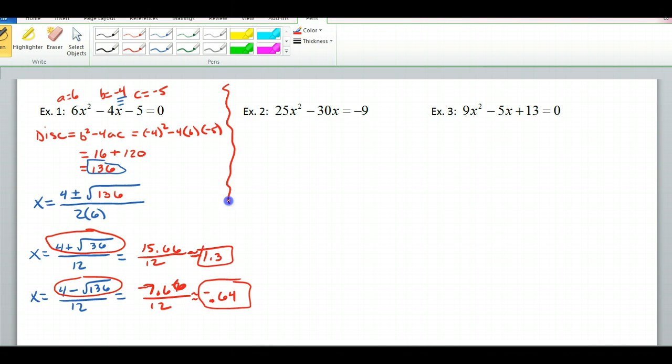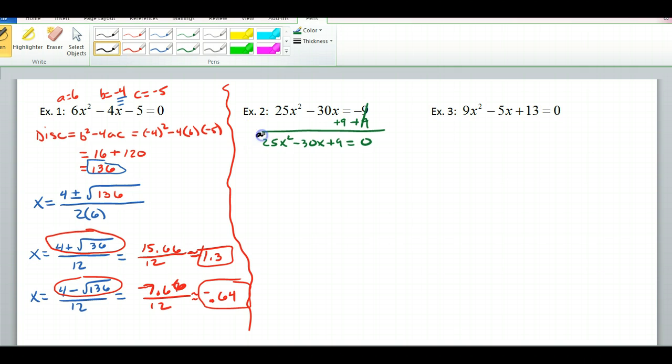So in the second example here, when you look at this one, you have 25x squared minus 30x equals negative 9. This is not set equal to 0, so we have to set it equal to 0 by adding 9 to the right side. That'll eliminate it. Now I want to add 9 to the left side, but I want this to be in standard form. So is it going to go to the left, the middle, or to the right? It would end up being on the right here because it's a constant. So I end up with 25x squared minus 30x plus 9 equals 0.